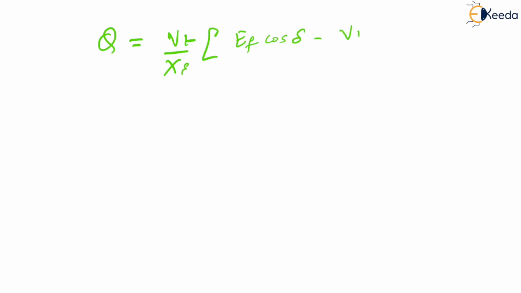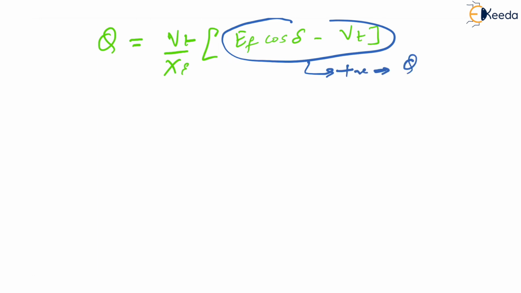EF cos delta minus Vt. We know that EF cos delta minus Vt, if this turns out to be positive, then we say that it is going to deliver Q. If it turns out to be zero, we say nothing has happened.